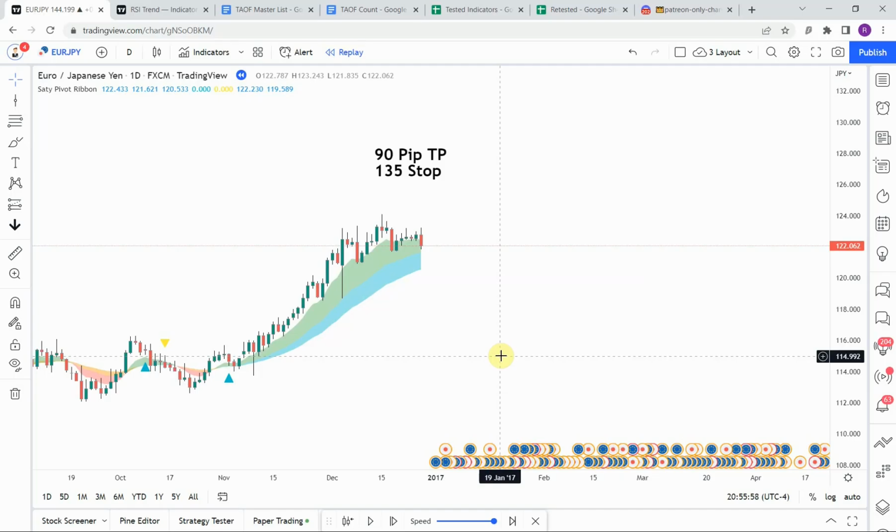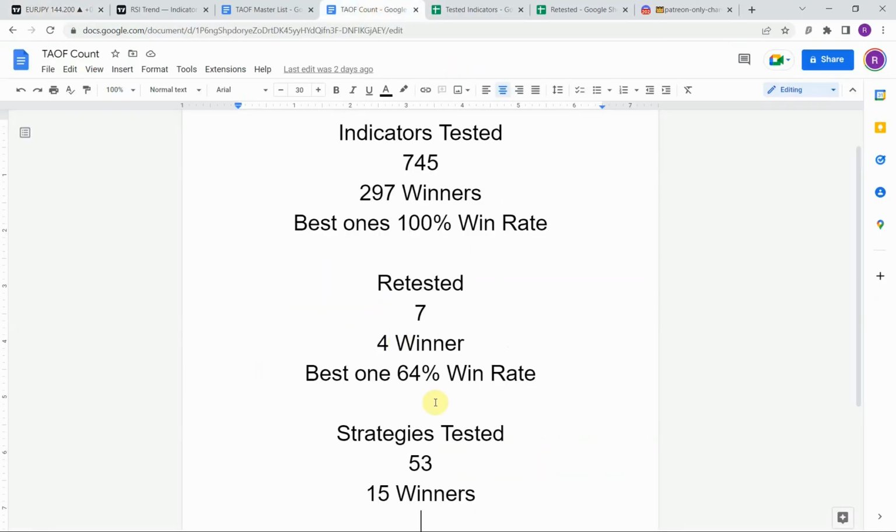Alright, as I said, today we will be testing the Saty pivot ribbon indicator. Before we do though, I wanted to put the testing scoreboard up for everyone to see. So to date, we have tested a total of 53 different strategies, with 15 of them being profitable. We've also tested a total of 745 indicators, with 297 of them being winners. The best ones so far were able to achieve a 100% win rate.